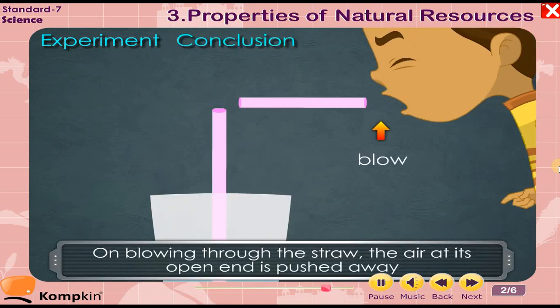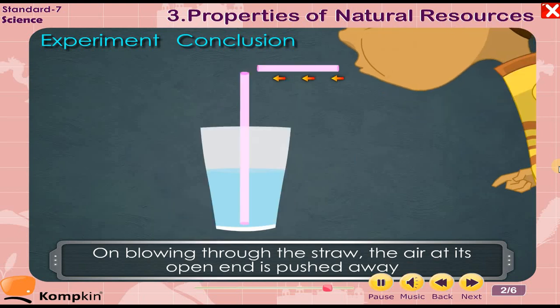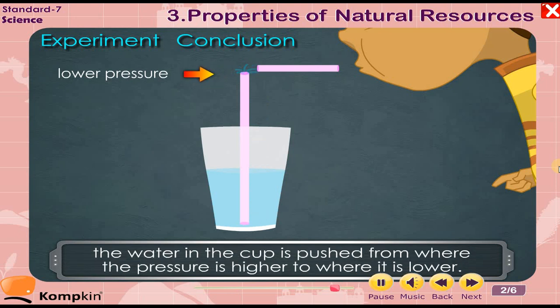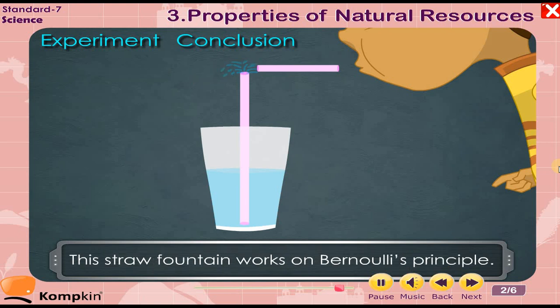Conclusion. On blowing through the straw, the air at its open end is pushed away and hence the pressure of air near the upper end of the erect straw becomes less than the atmospheric pressure. The water in the cup is pushed from where the pressure is higher to where it is lower. This straw fountain works on Bernoulli's principle.